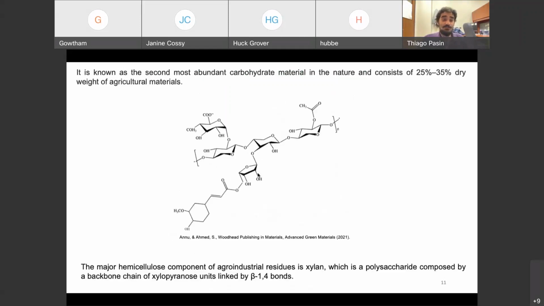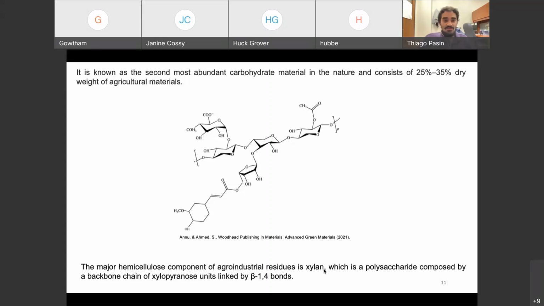And it is also known as the second most abundant carbohydrate material in nature, consisting of 25 to 35% dry weight of agricultural materials. So the hemicellulose is the second most abundant residue in the agroindustrial residue.